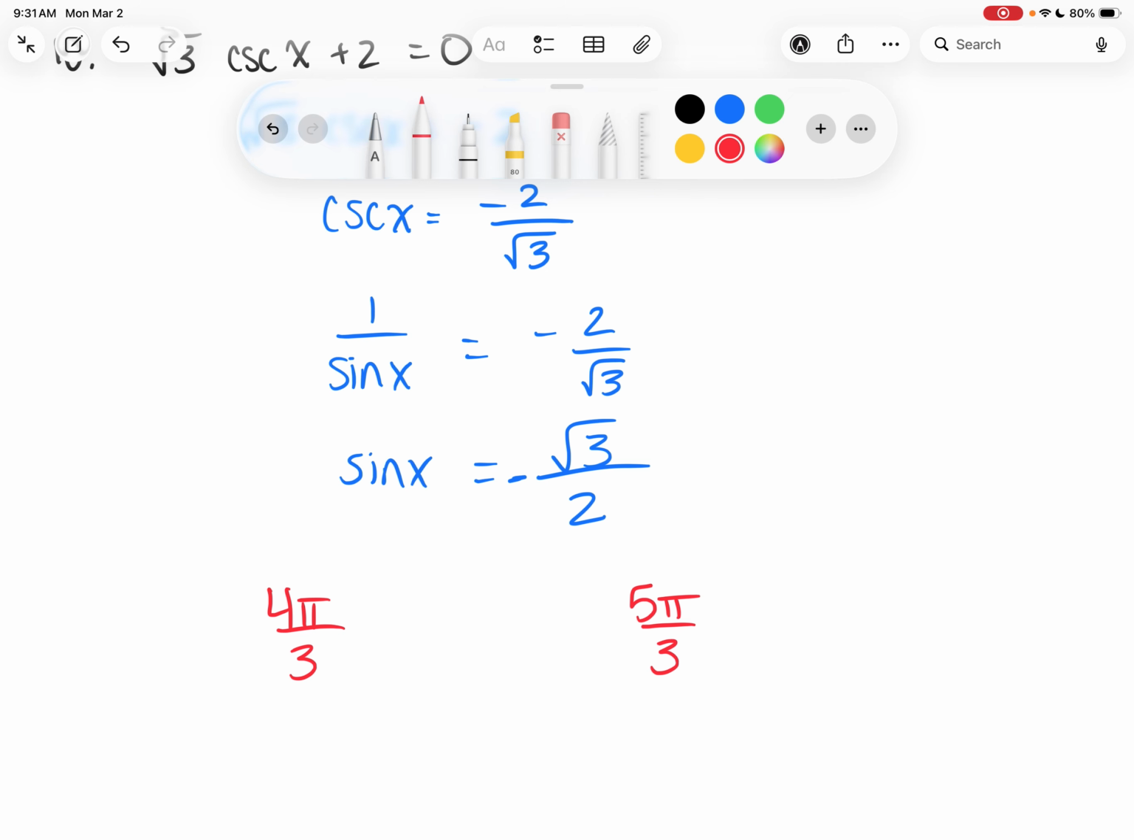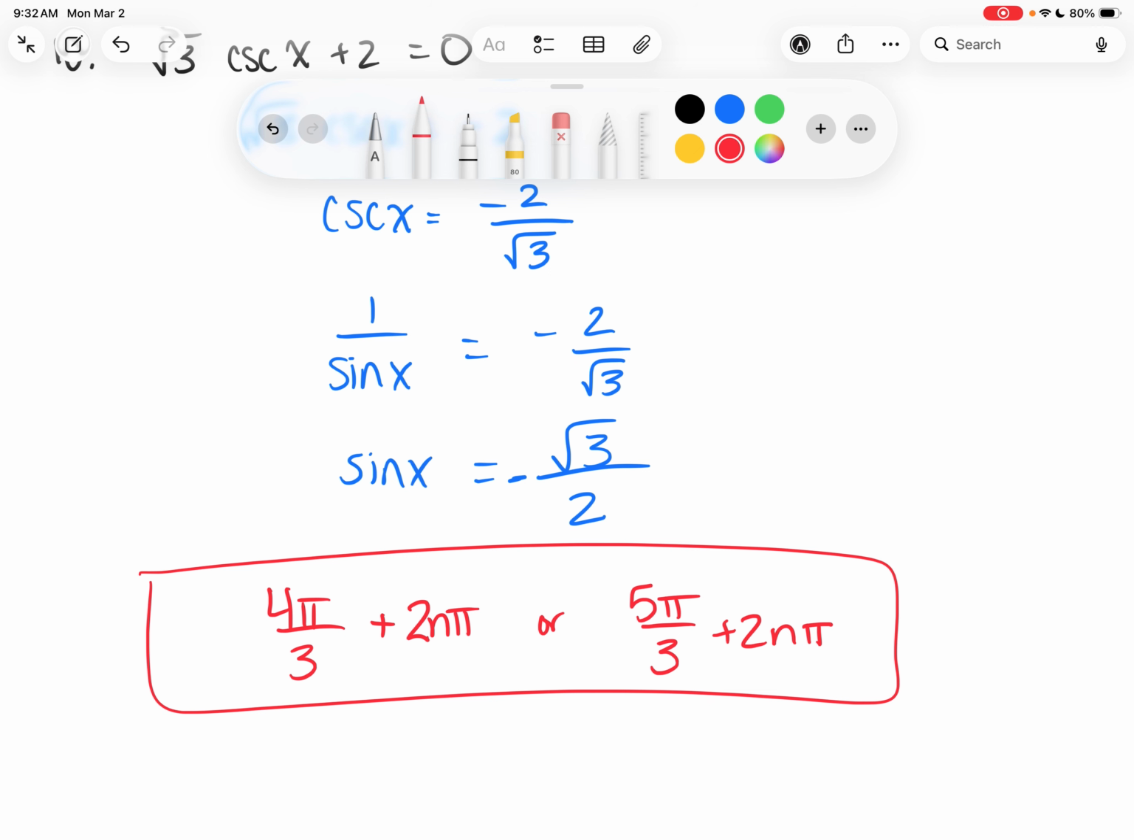Now, these are general solutions, and this is sine. So I'm going to say plus 2n pi on both of them, because this is going to give me all the possible values that would work. When it's a general solution, we don't really have to check them back in, because obviously there's an infinite number of values that work for it. It's just on the specific ones that we're going to be checking them.